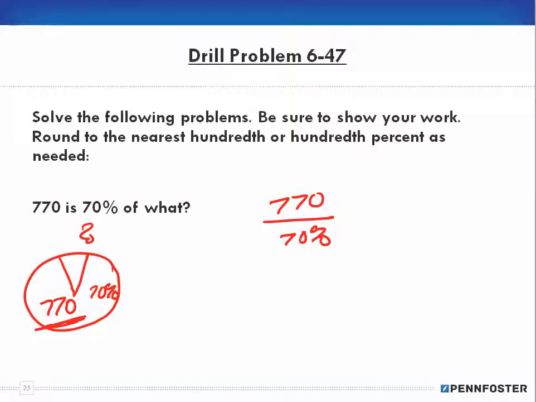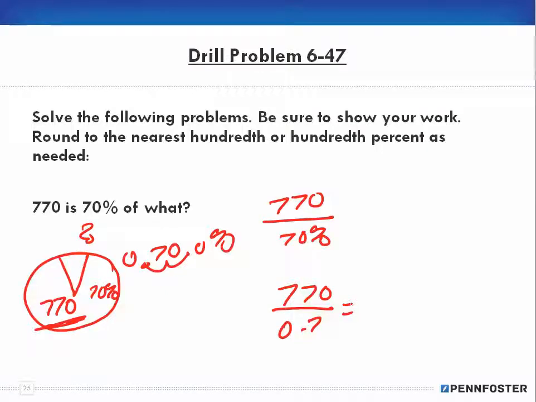Anyway, let me just do the math. 70%, I'm moving the decimal place to the left, so I end up with 0.7. So I end up with 770 divided by 0.7. And if I do the math, I end up with 1100. And that's my answer.